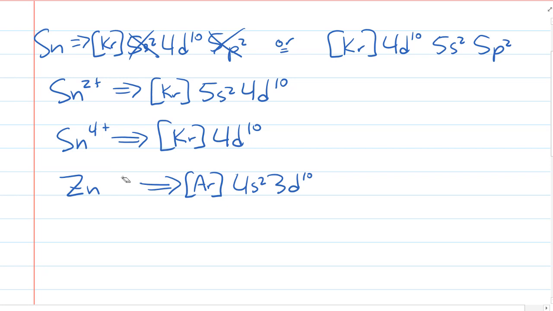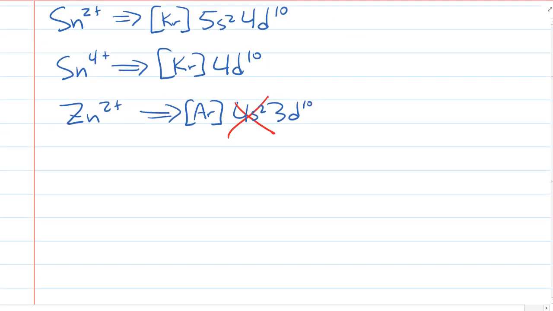If you wanted the configuration for the zinc 2+ ion, that means we are going to remove which electrons? We remove the 4s2, exactly. We get rid of those. We wind up with a configuration of argon followed by 3d10.